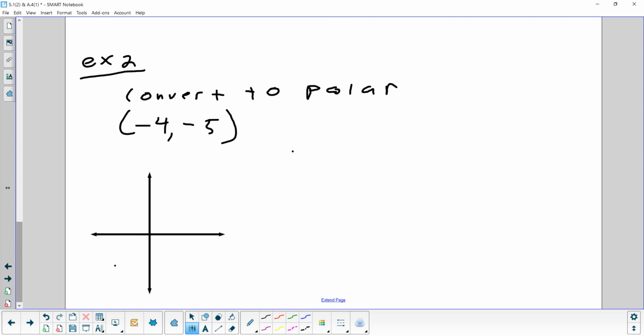What's my formula for theta if I am in quadrant 3? Yep. You have to do pi, and then the inverse tangent, and then y over x. Okay, and one other thing we need in there.